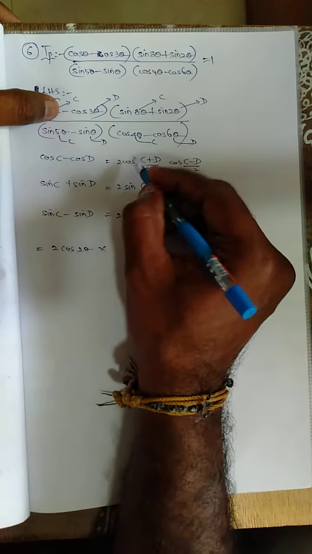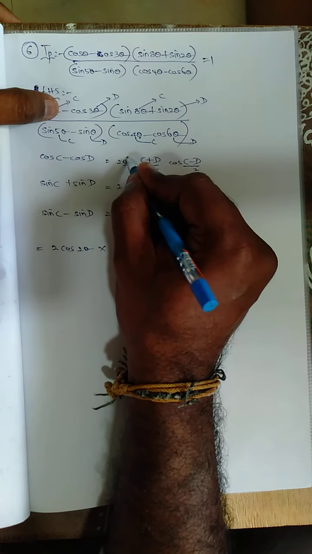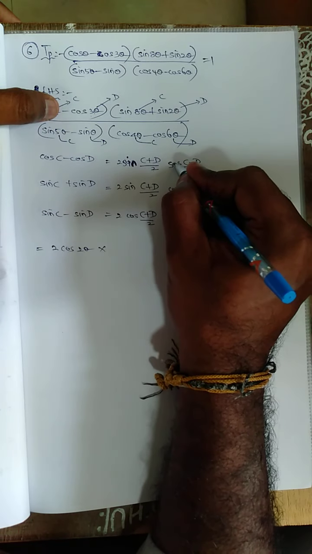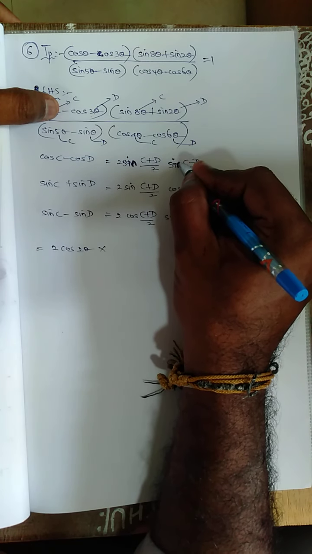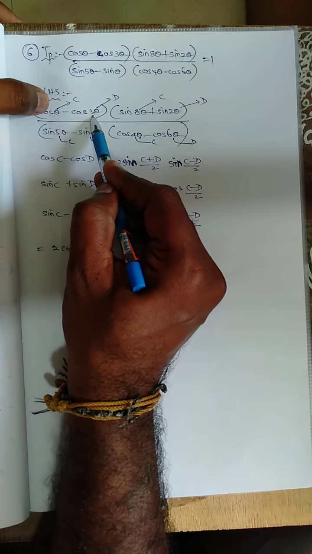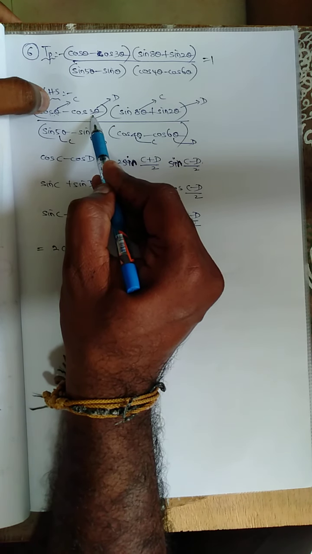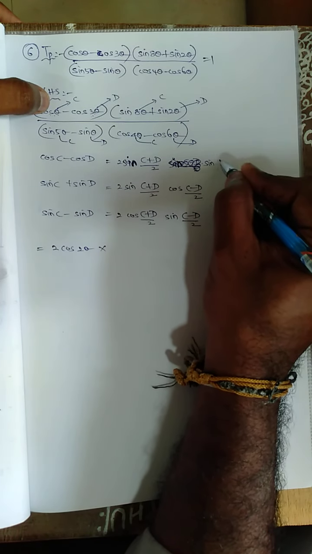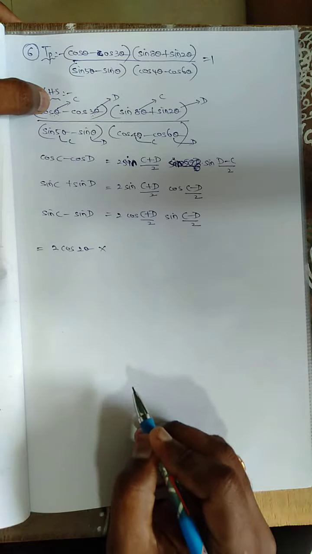I wrote this formula wrongly, I think. This is sin: 2 sin (C plus D) by 2 into sin (D minus C) by 2, because the answer is not coming right. C minus D, theta minus 3 theta, is minus 2 theta. So I am going to change this formula. I wrote the formula wrongly: sin (D minus C) by 2. Now I change the formula.